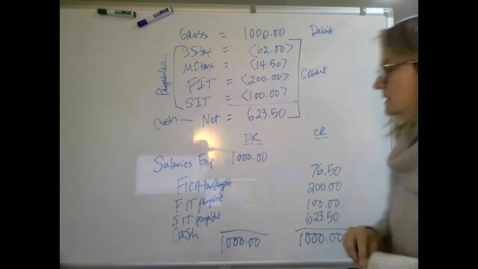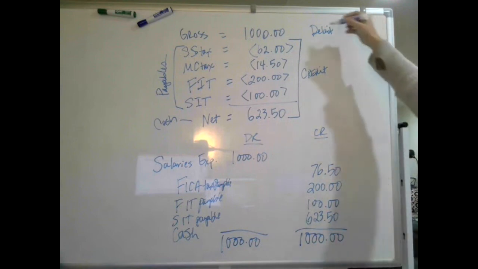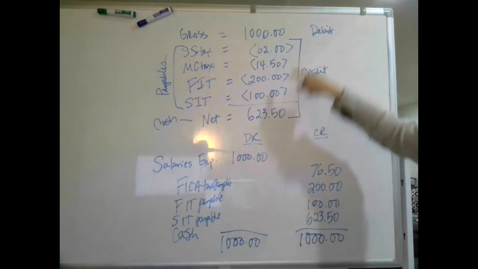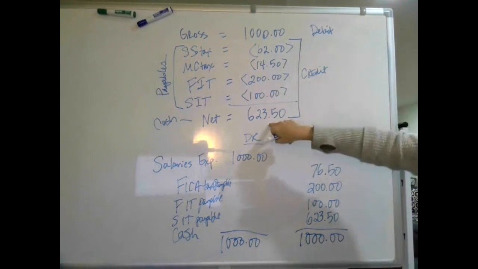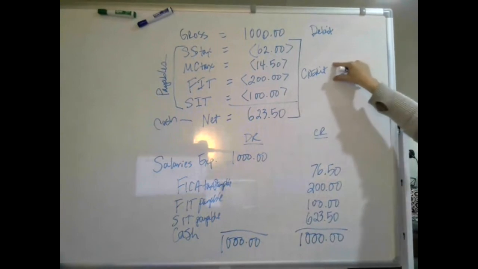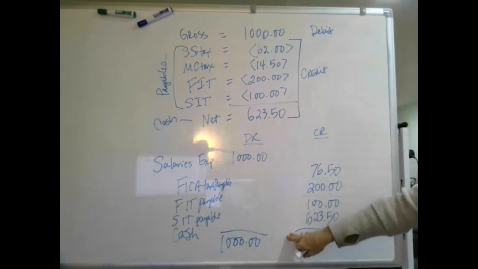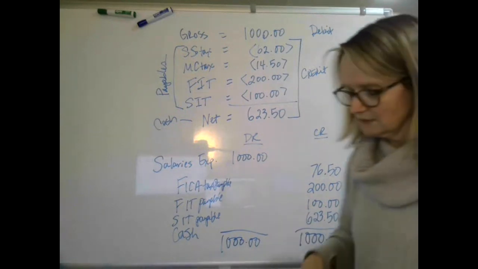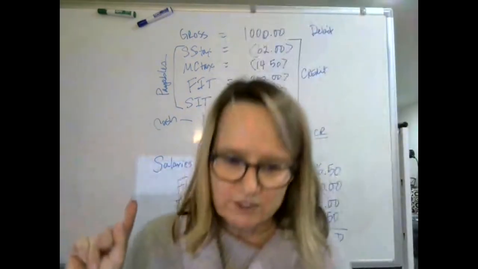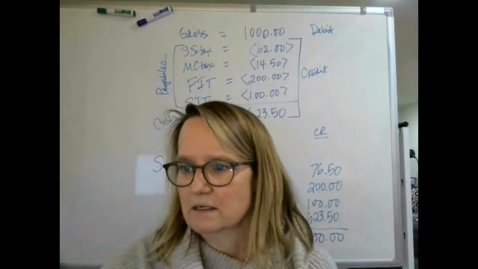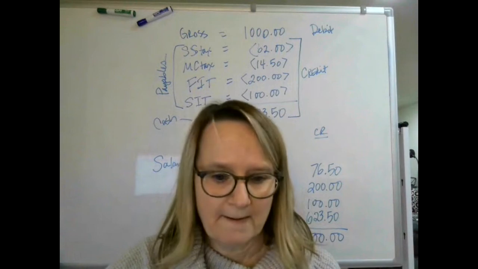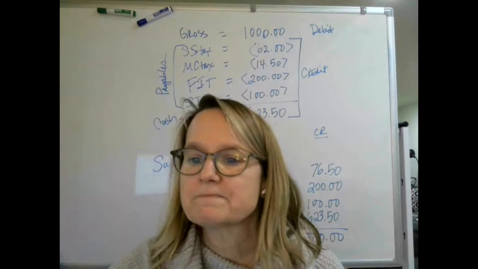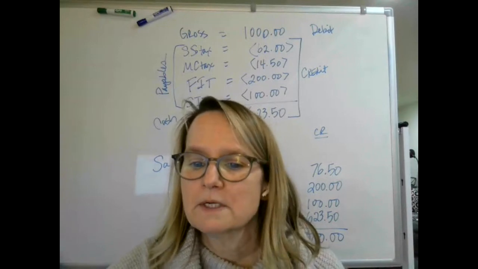So like I said, the very first one, our gross amount is going to be our debit. All of these, including that net amount, are going to be credited to the different accounts. And then they have to balance at the end. Are there any questions about that? This is just the first journal entry.